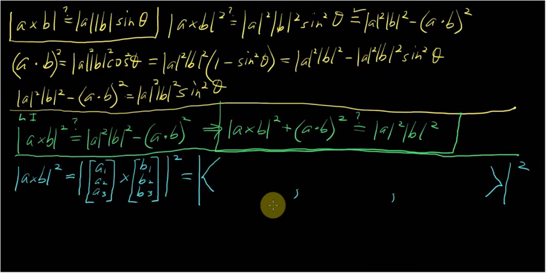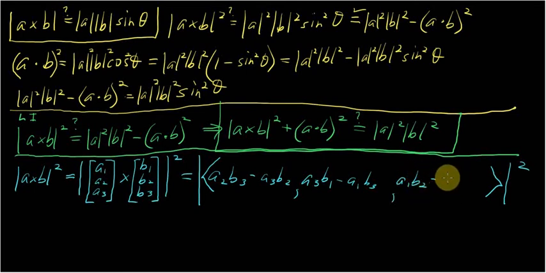So when we do the cross product, let's see, we're going to get a2b3 minus a3b2, and then a3b1 minus a1b3, and a1b2 minus a2b1. Let me just check that I did that correctly. Okay, I think that's it.